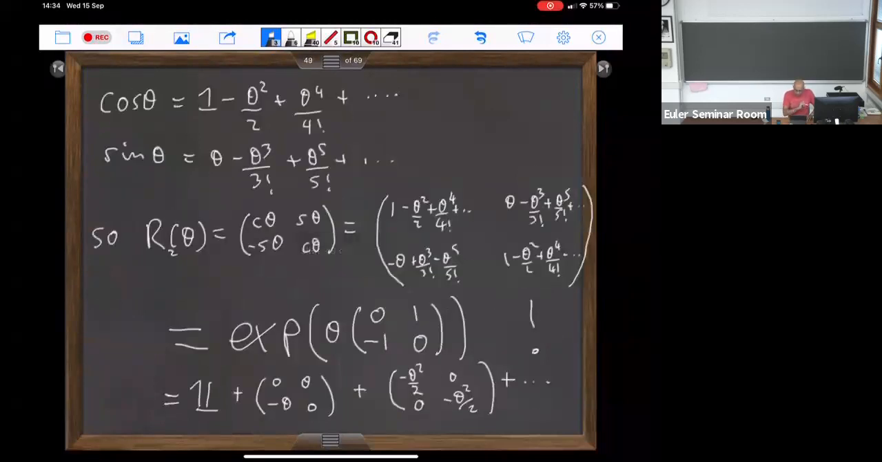So now we see, on this slide, something remarkable. Let's consider the Taylor series expansion of cosine and sine. Those are the entries in our rotation matrix. So there they are, as we've seen many, many times. So let's take our matrix and write its entries as a Taylor series.